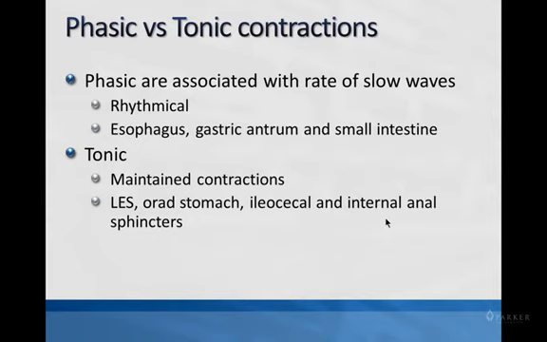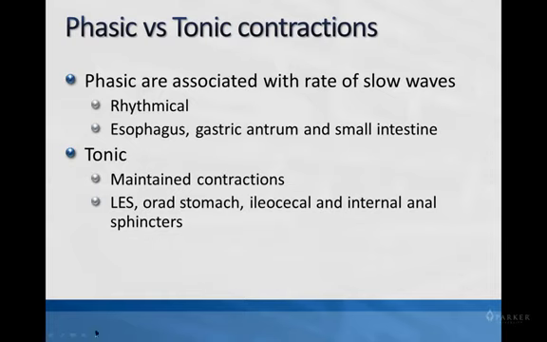What's responsible for that? Why can you have tonic in some places and phasic in others? There are differences within the myosin chains, the heavy and the light chains. You don't have to write that down. It's not important that you remember that. But you have differences in the type of myosin chains that you have in the GI tract.